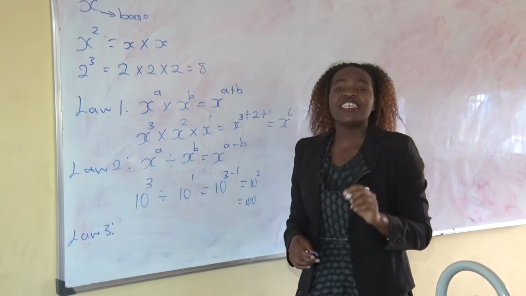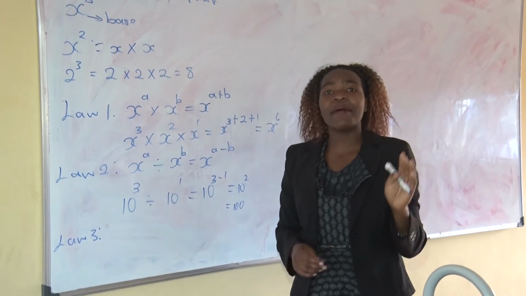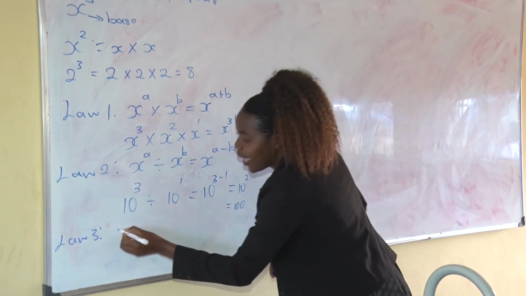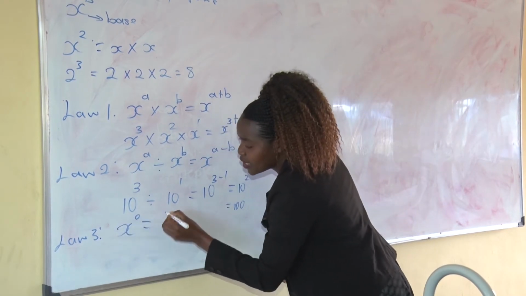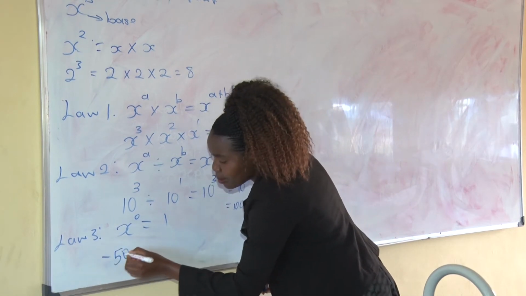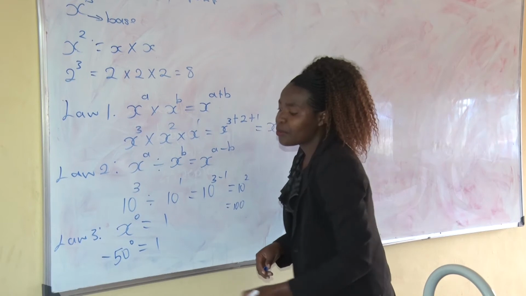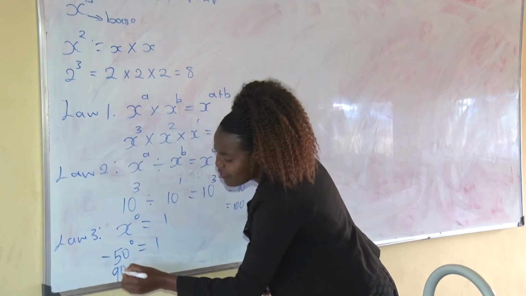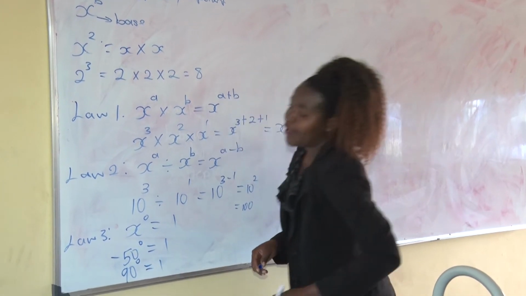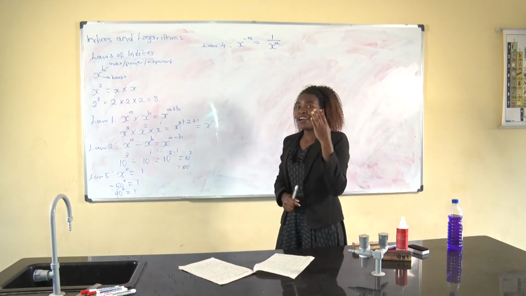Law number 3 states that any number raised to the power 0 is 1. Whether it's minus 50 to the power 0, the answer is 1. Whether it's 99, if it is to the power 0, the answer is 1. Now we move on to law number 4.